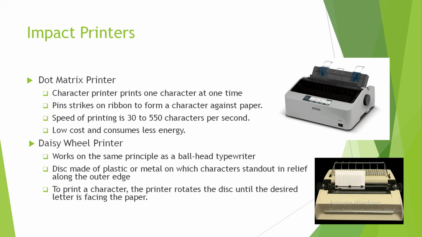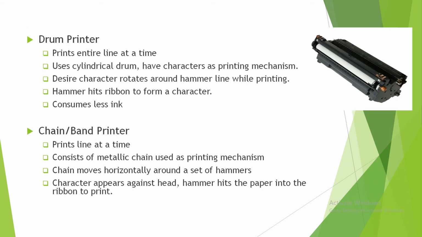Next is the daisy wheel printer. This is the other type of impact printer. It works on the same principle as a ball head typewriter. To print a character, the printer rotates the disc until the desired letter is facing the paper. Next is the drum printer. This printer prints an entire line at a time and it uses a cylindrical drum having characters as printing mechanism. This printer consumes less ink.